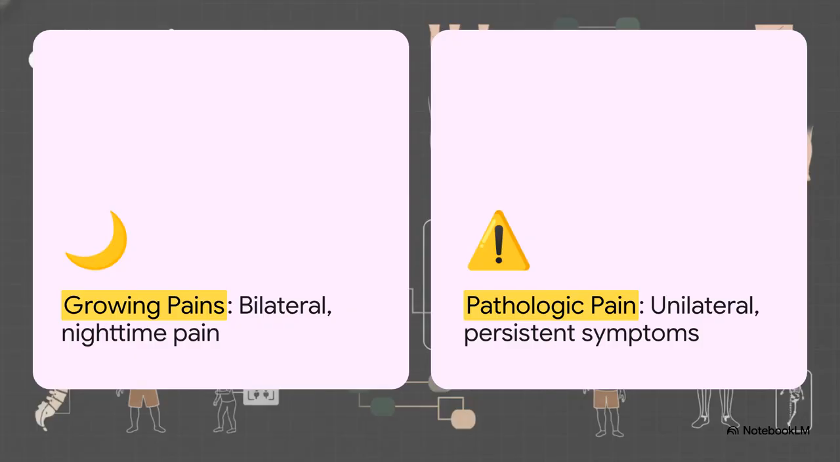Finally, let's distinguish normal growing pains from pathologic leg pain. Growing pains happen in kids aged 3 to 12. Crucially, the pain is bilateral and non-articular, meaning it's in the muscles, typically at night after daytime activity. It's perfectly associated with a normal physical exam and zero activity limitations. In stark contrast, any pain that is unilateral, articular, persistent, progressive, limits the child's daytime activity, or is associated with systemic symptoms like a fever, demands immediate further pathologic evaluation.